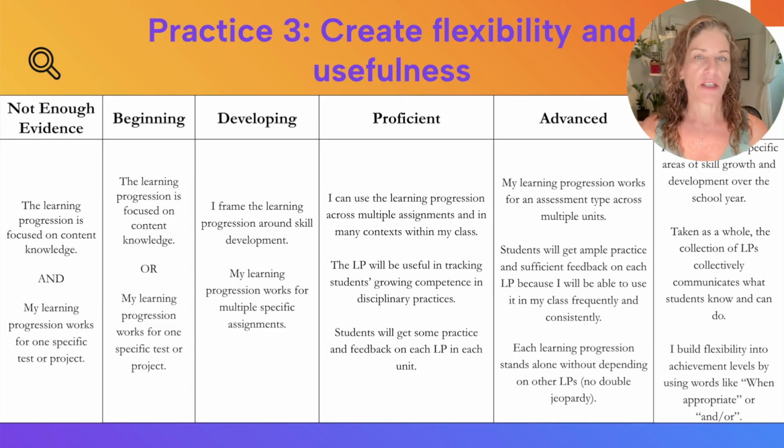One of the more common issues is that of double jeopardy. This might show up as needing to earn advanced on one learning progression in order to earn beginning or developing in another learning progression. At the higher levels, your learning progression should stand on its own without needing other learning progressions to make sense. If your descriptors are too tied to a single context or require other progressions to work, it's time to revise.